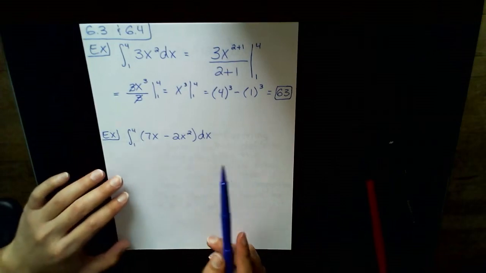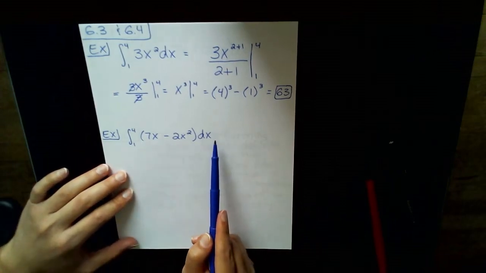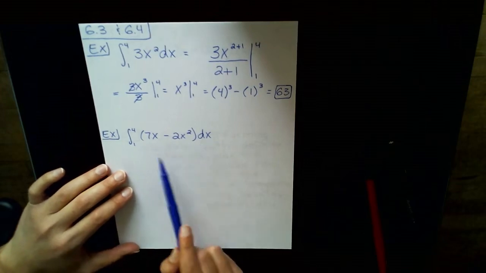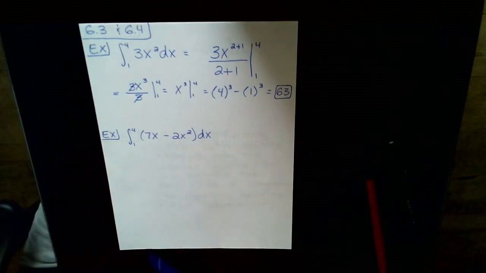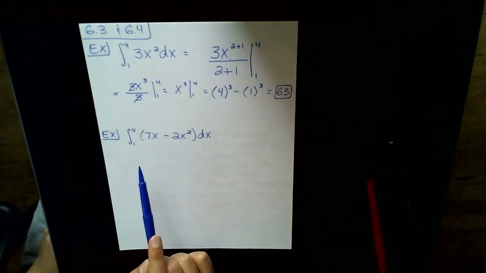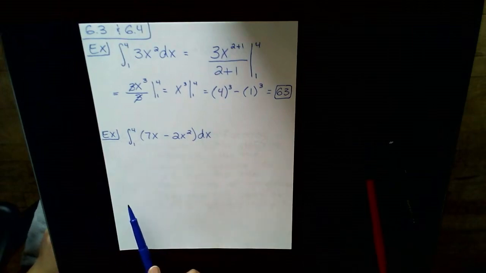Okay, so from here, continuing on with this problem, I would like you all to pause the video and try to see if you can solve it on your own, and then we'll try it together in just a moment. So we have the integral from 1 to 4 of 7x minus 2x squared dx.